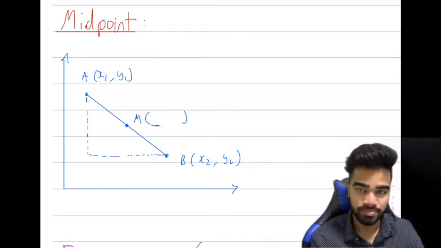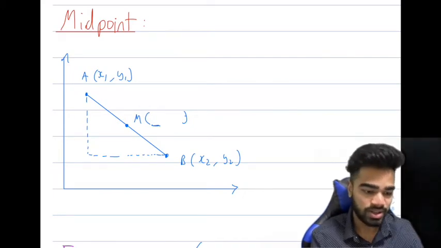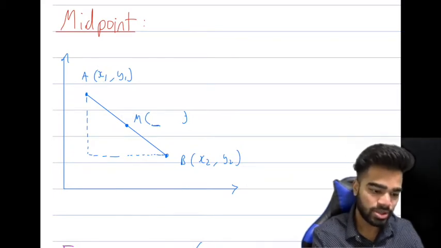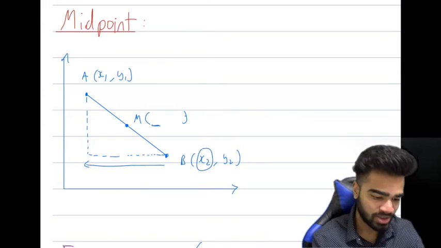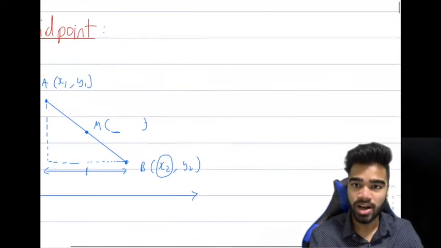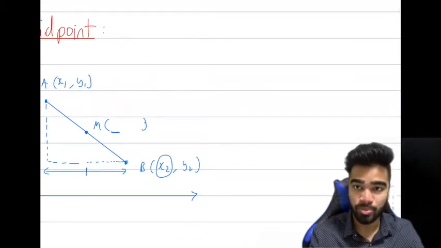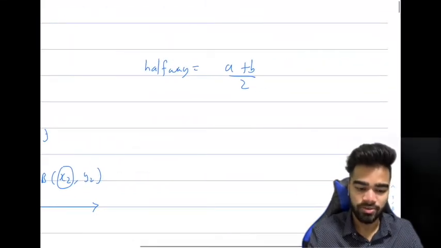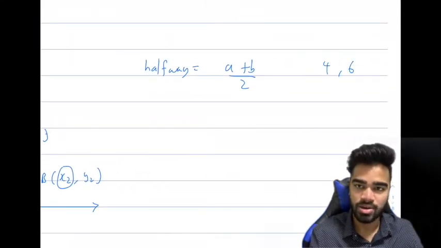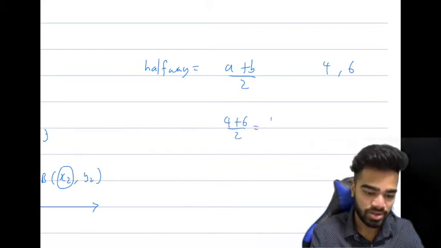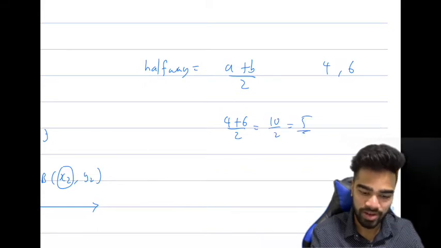To find the x coordinate, we need to find the x value of the midpoint, which is going to be exactly halfway between x1 and x2. That makes sense, right? If this is the overall distance, we need to get the halfway point between two numbers. How do we get the halfway point between two numbers? Well, to get the halfway point between any two numbers, a and b, it's a plus b over 2. For example, what's the halfway point between 4 and 6? We know that 5 is the halfway number, right? So to use the equation, 4 plus 6 divided by 2 is 10 over 2, which is 5. 5 is the halfway number.